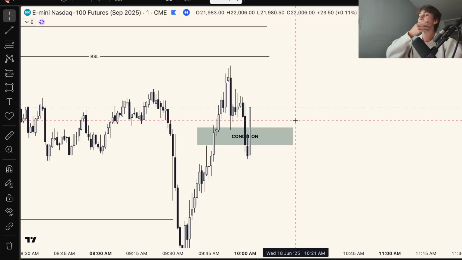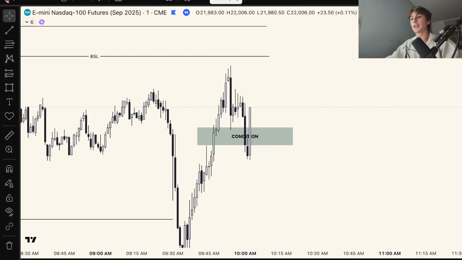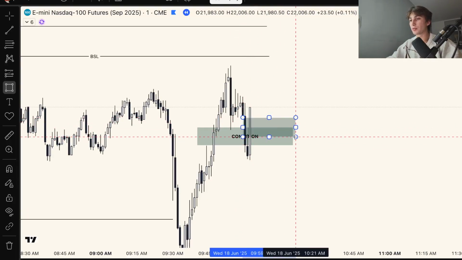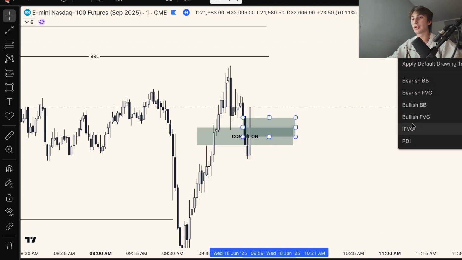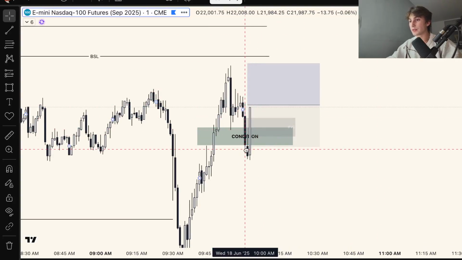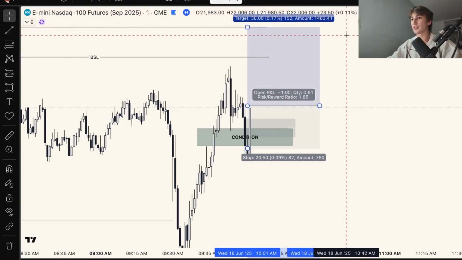And now I want to find that confirmation through an inversion. So the 5-minute gets respected. We're confirming this assumption that price wants to remain bullish if we respect this. And now we need that confirmation through an inversion. We get that inverse right here. And so now we're ready to execute. We've turned assumption into confirmation. And now that we have the inversion, it's time for execution.